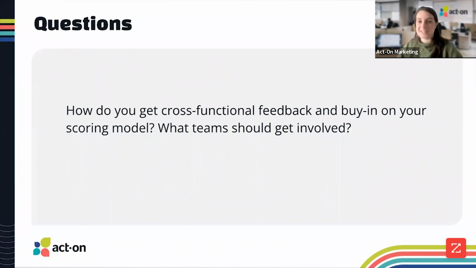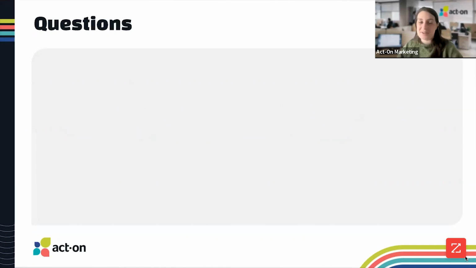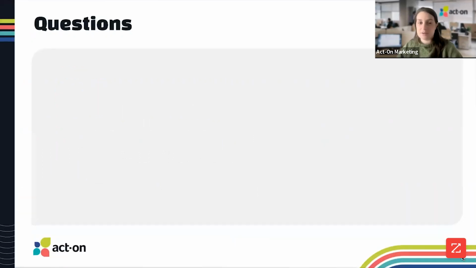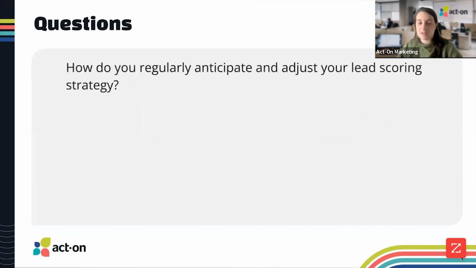Yeah, wise words to leave us with, Dom, on that topic. And then I think our final topic, and maybe the most important one when it comes to data and making data-driven decisions, is testing and optimization. So with that being said, how do you regularly anticipate and adjust your lead scoring strategy?